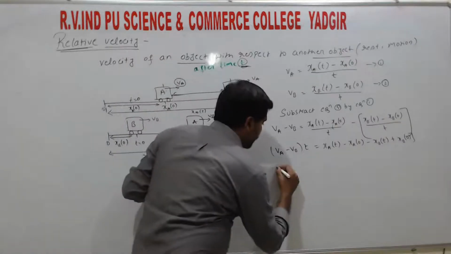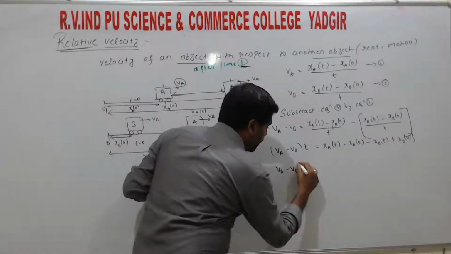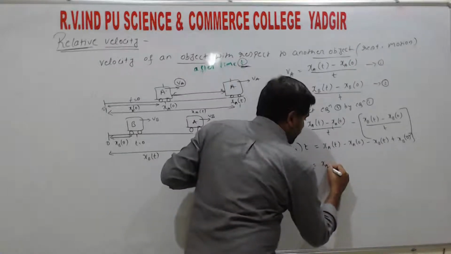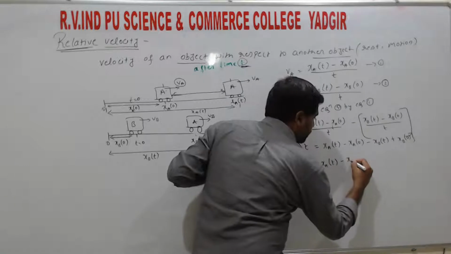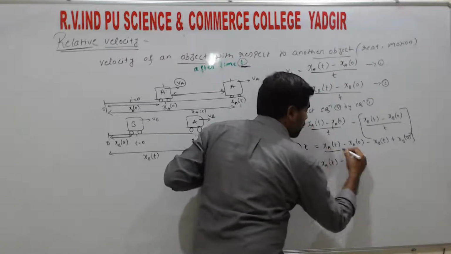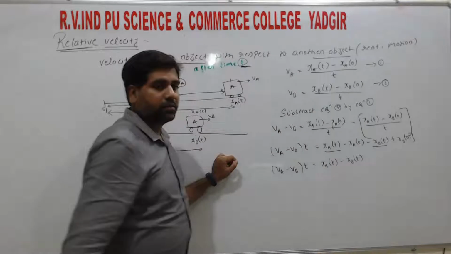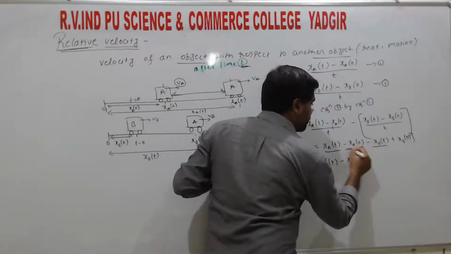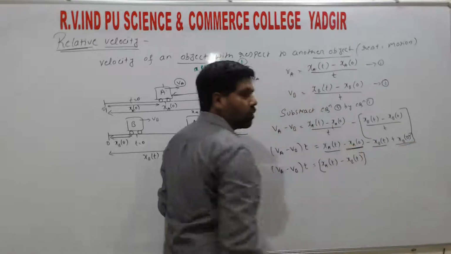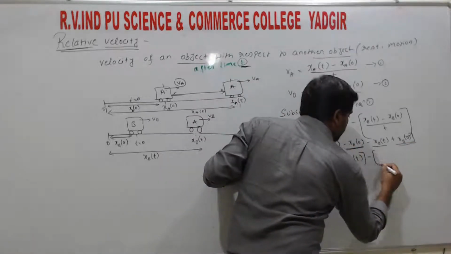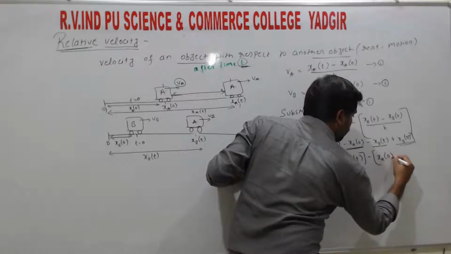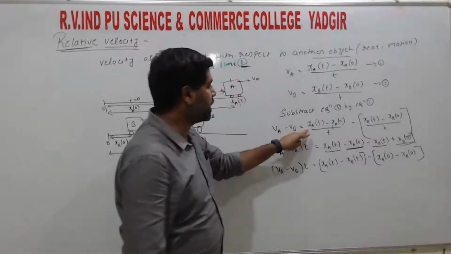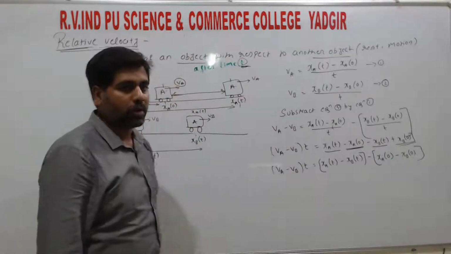Now, keeping the LHS as is, (VA minus VB) into t is equal to XA of t minus XB of t, writing these two on one side. Next, in the remaining two terms, we take minus as common. So if you take minus as common, we get XA of 0 minus XB of 0. So we are rearranging this in this form.